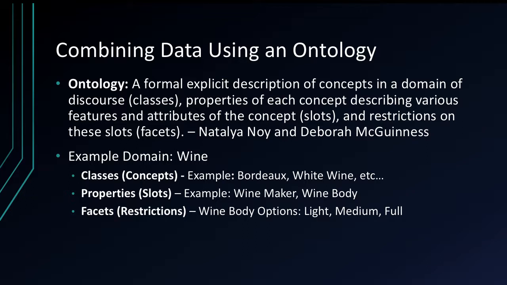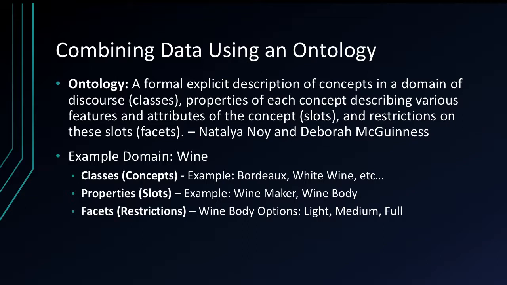So, for example, take the domain of wine. There could be several concepts or classes in the domain of wine. For example, a class of wine could be Bordeaux wines, in other words, all wines made in the Bordeaux region. Classes can also have subclasses that are more specific than a higher level class. For example, white wines or red wines are a concept in the wine domain.